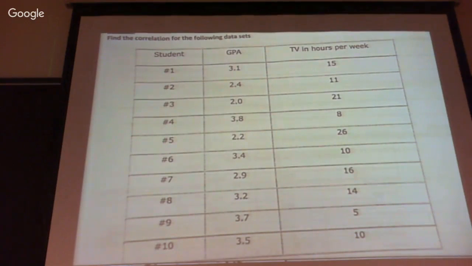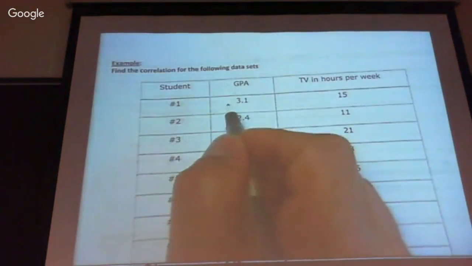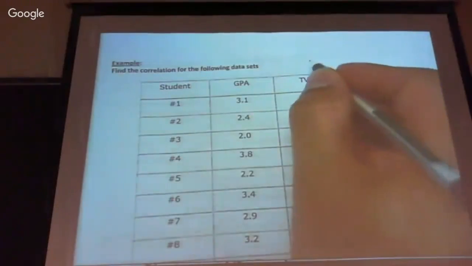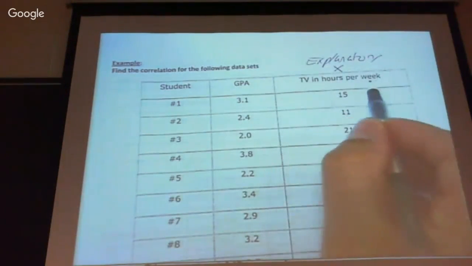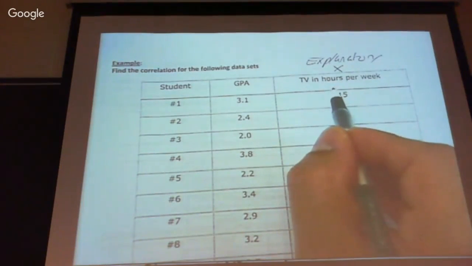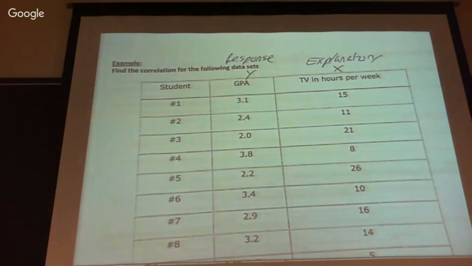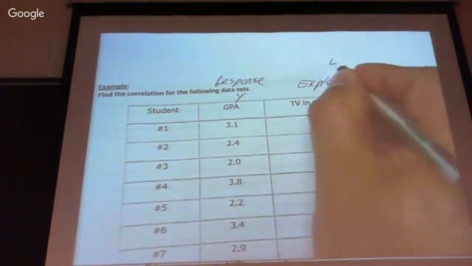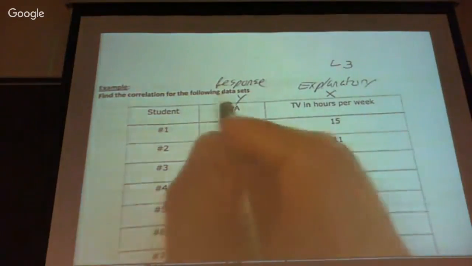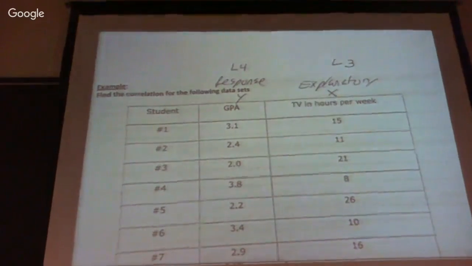So, which would be our X? Good. Some people say it's always GPA because it's on the left. Is X always on the left? No. So our explanatory X is TV. How much TV you watch explains what response? The GPA. Now, not right now. You're going to do this at home because I'm not going to see it until next week. TV, you're going to put in list 3. GPA, you're going to put in list 4. Are we okay?